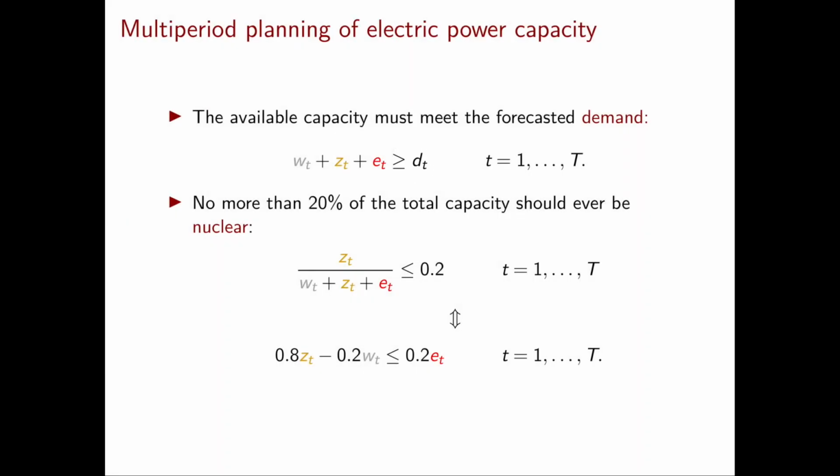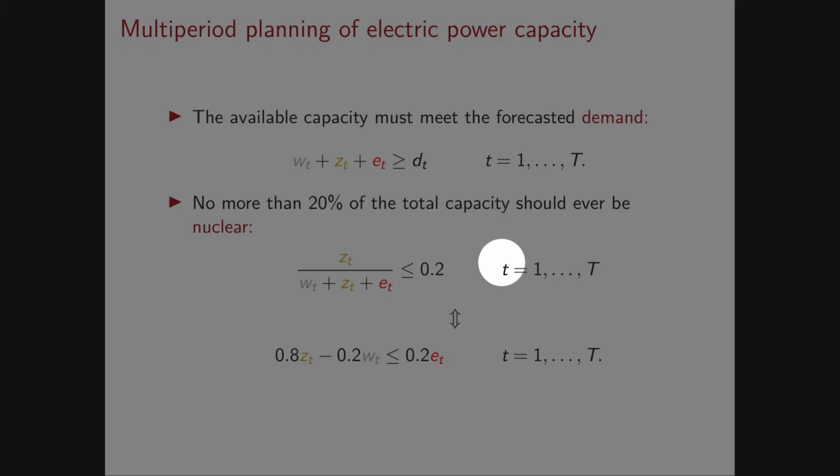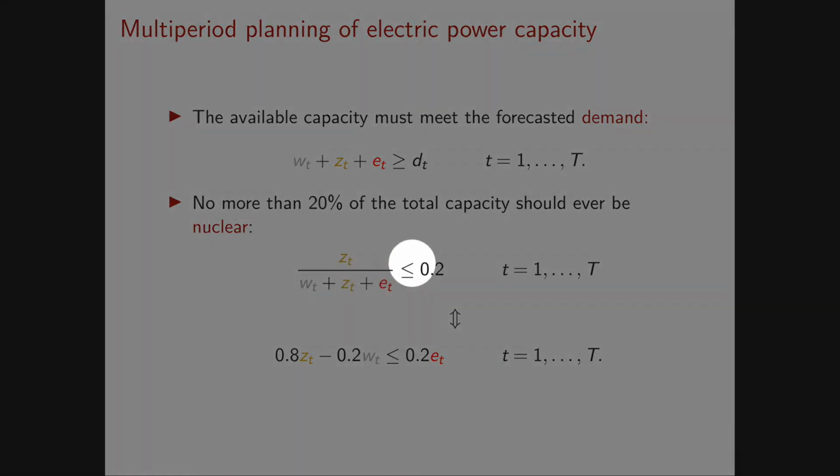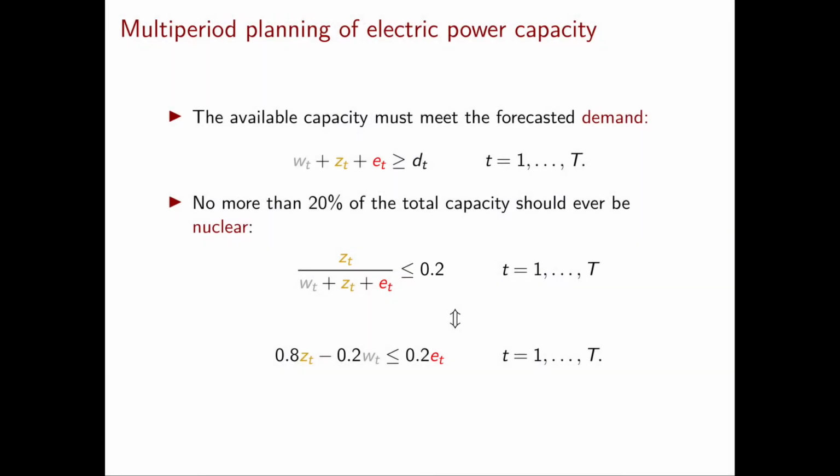Another constraint is that no more than 20% of the total capacity should ever be nuclear. In order to write this constraint, for every year from 1 to capital T, we simply write the ratio of the total nuclear capacity over the total capacity. So this is Zt over Wt plus Zt plus Et, and this must be at most 0.2 because it's 20%.